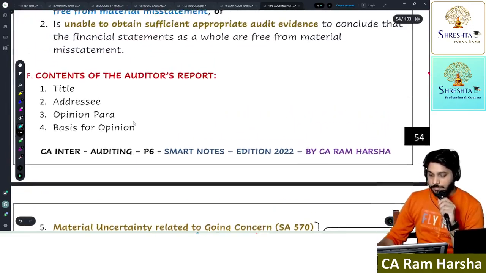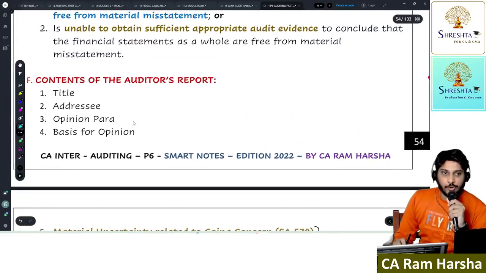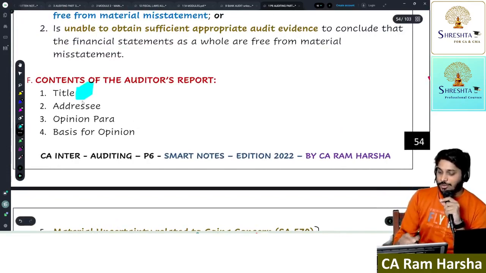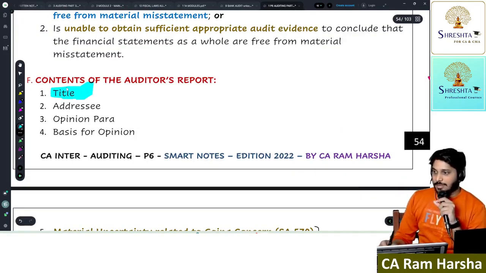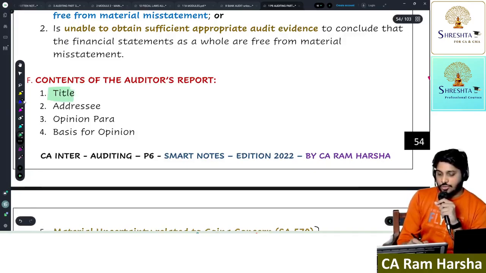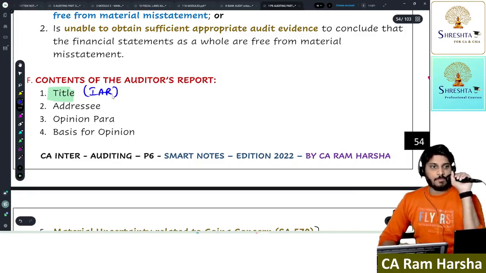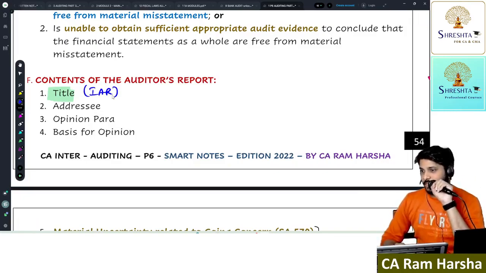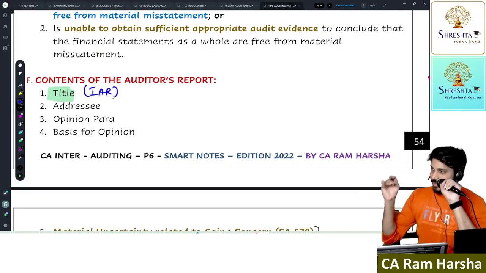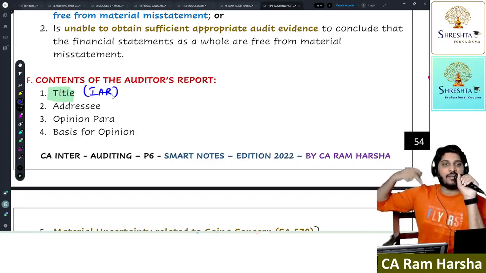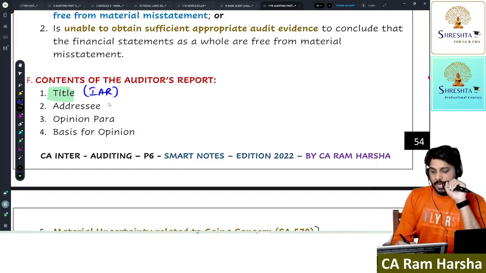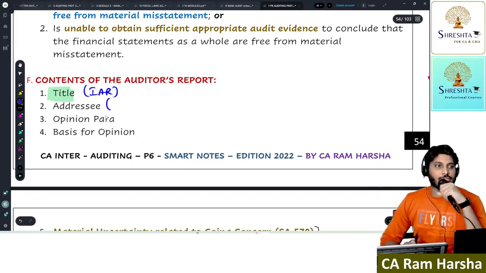So now you see, what are the contents of audit report? Any report will have a title, yes or no? So audit report is also having a title. What is the title that we must use? We must use the title called Independent Auditor's Report. That's it. It is a very clear indication that we are independent auditors and this is a report containing our opinion. Then addressee. To whom do we address the audit report?